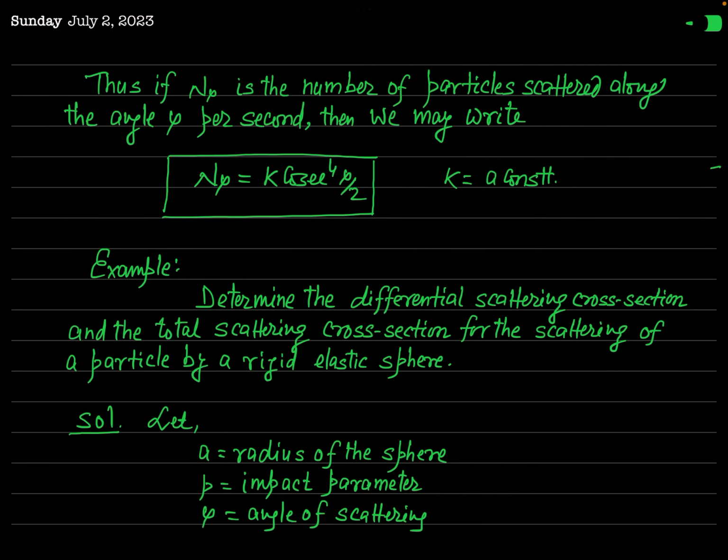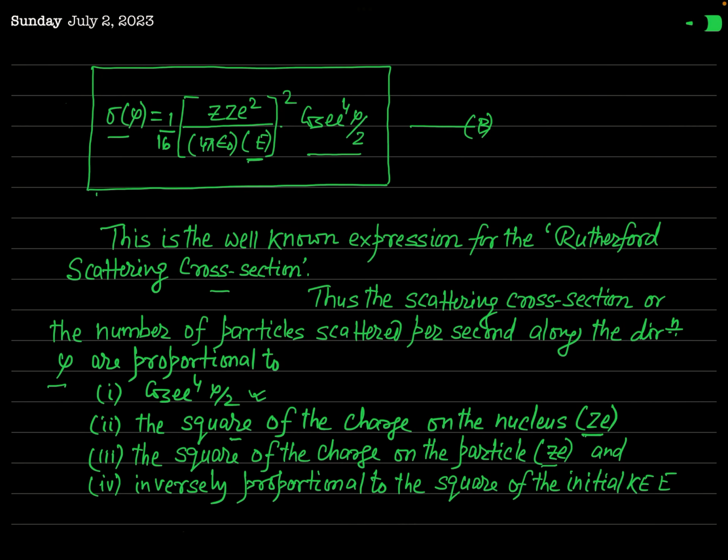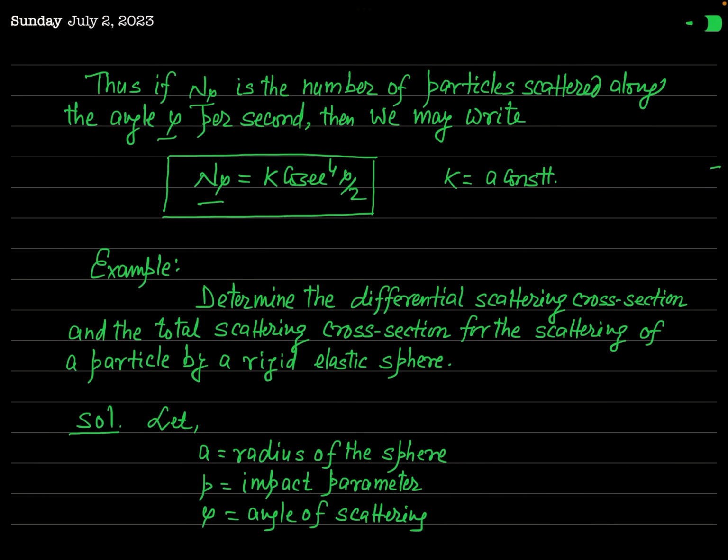Now, if you represent by the symbol n phi the number of particles scattered in the direction of the angle phi per second, then you can write that n phi is equal to k times cosec^4 phi by 2. Here this k is a constant, apart from this cosec^4 phi by 2, the remaining factors are k. So we can also express this scattering cross section result in terms of n phi, which represents the number of particles scattered in a particular direction phi.